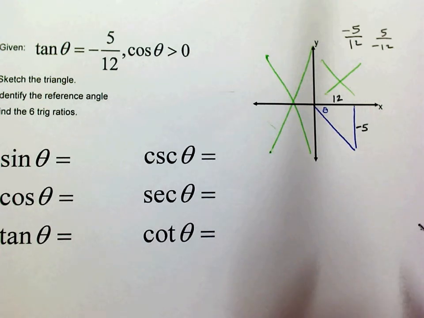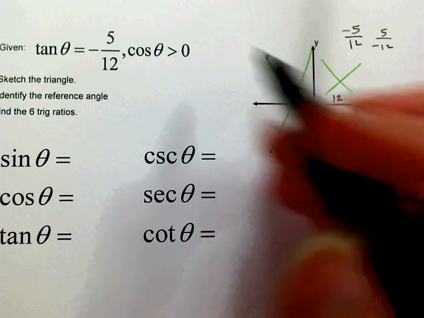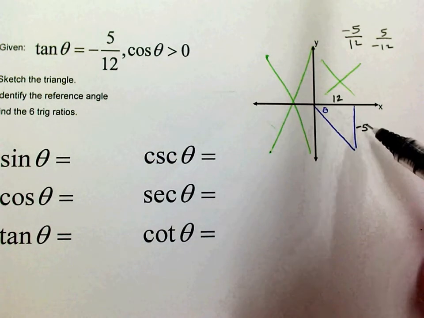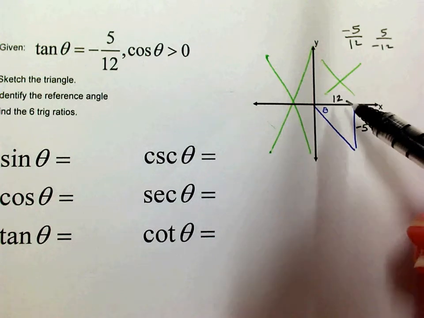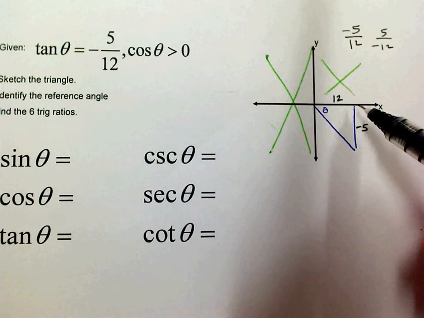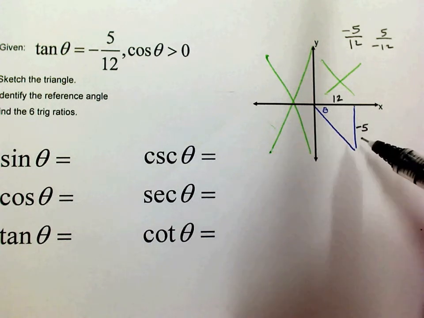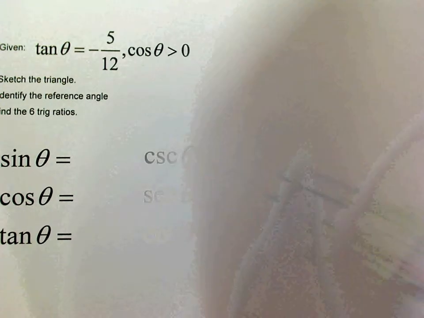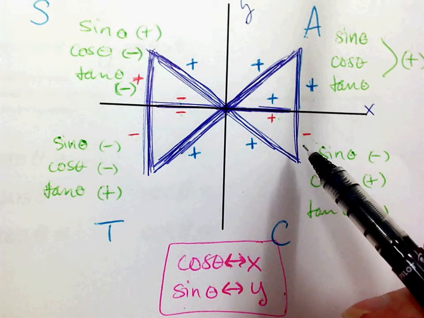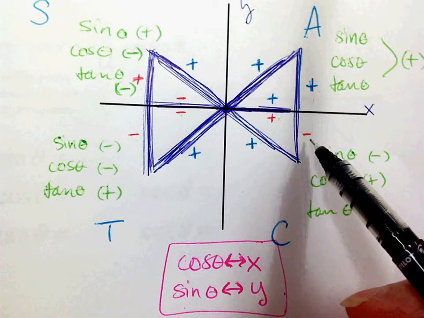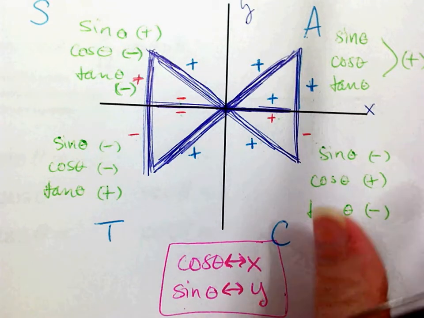Well, I know that this has to be 5 and 12, right? Opposite over adjacent? This one is going to the right, which is a positive. This one's going down, which is negative. Remember, in this triangle, this is positive, that's negative. So if I've got a negative 5/12, then it has to be a negative 5 and a positive 12. Okay?